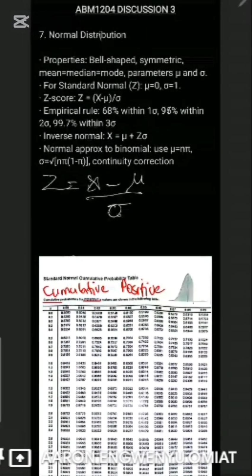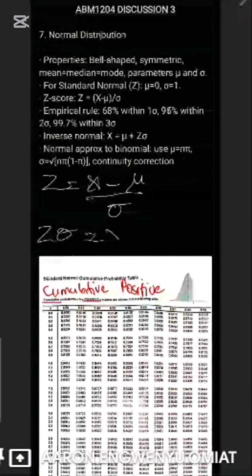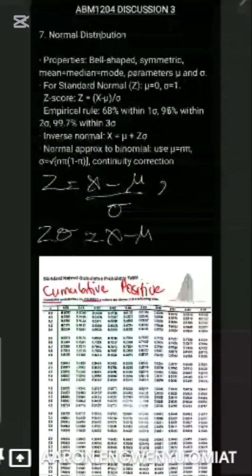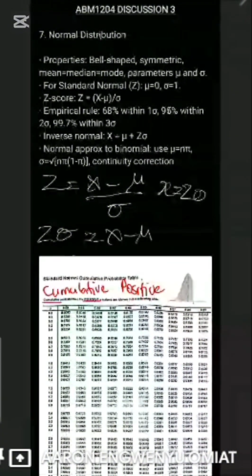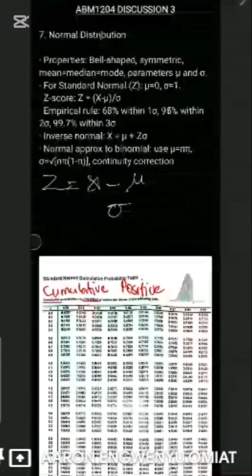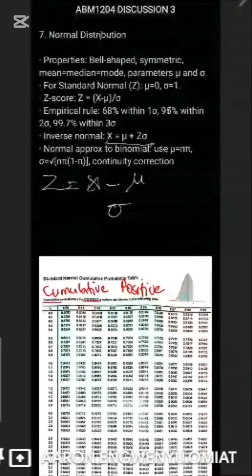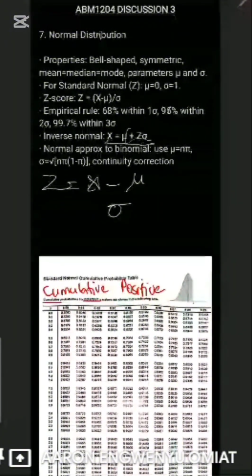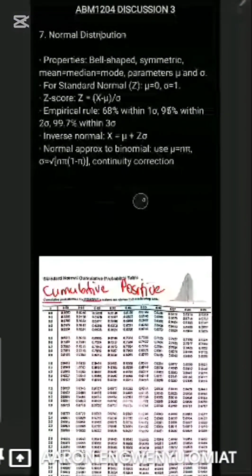For example, in this case, our standard Z is equal to X minus mu divided by SD. If we want to find X, we take this here. So Z times SD is equal to X minus mu. So our X will be equal to mu plus Z times SD. Hopefully this makes sense. Then we shall look at normal approximation to binomial.